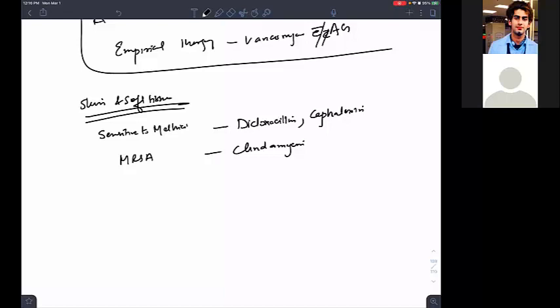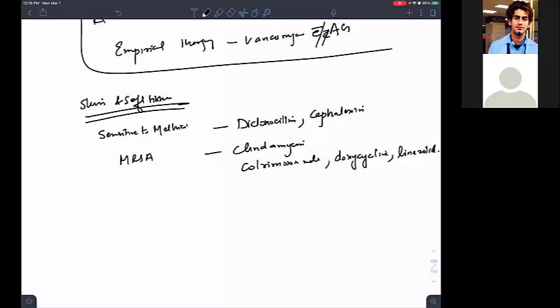What else can you give? Alternatively, if you don't have clindamycin, you can give cotrimoxazole, or you can give doxycycline. I can give doxycycline. What else? Linezolid. This is the treatment you will be giving to the patient.